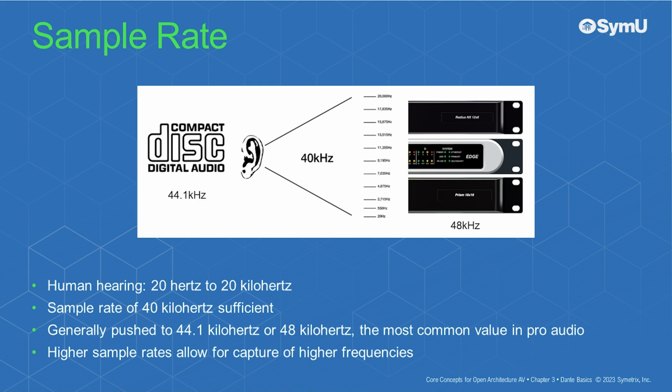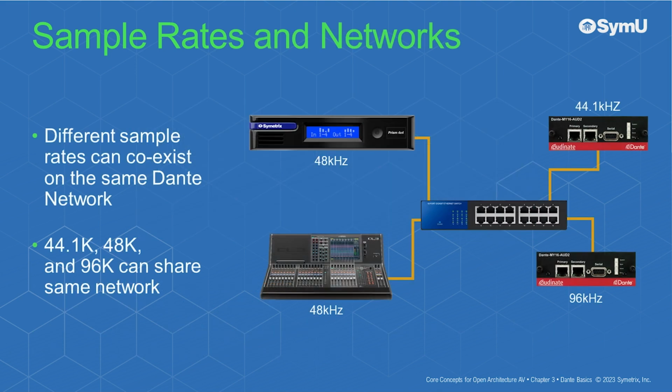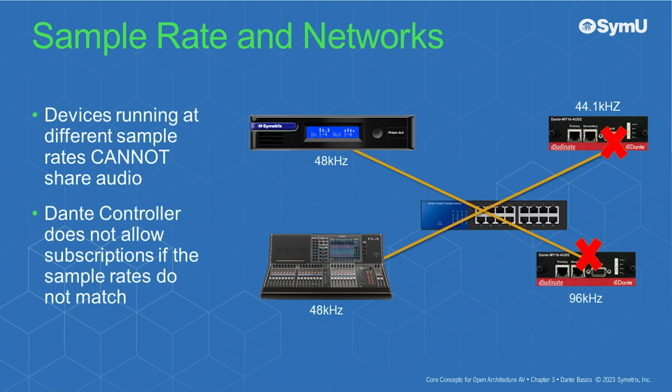Higher sample rates allow for higher frequencies to be captured. Different sample rates can coexist on the same Dante network. 44.1 kHz, 48 kHz, and even 96 kHz can share the same network. However, devices running at different sample rates cannot share audio. Dante Controller does not allow subscriptions to be made if the sample rates do not match.